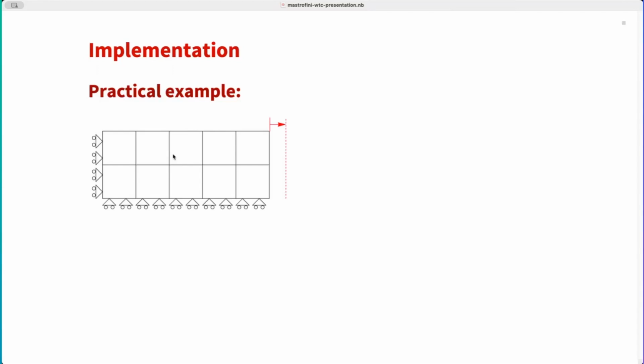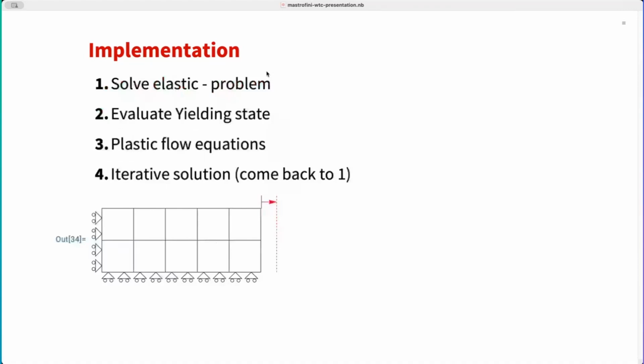This is a simple square rectangular domain with a sliding boundary condition on the left bottom side, while the right side is pulled to the right. As mentioned before, we need to analyze this 3 plus 1 iterative step.